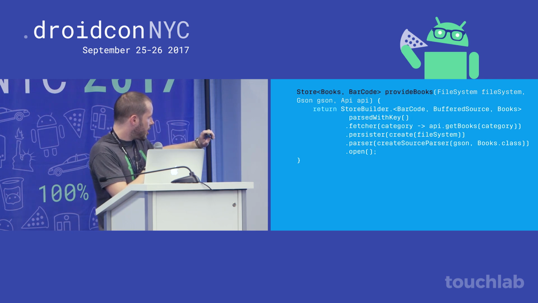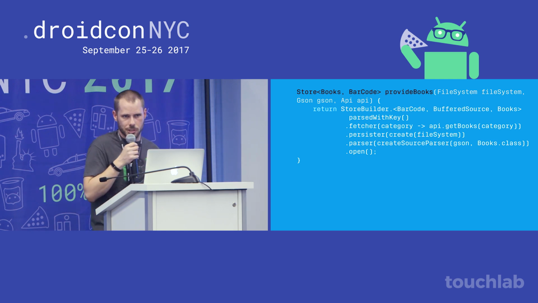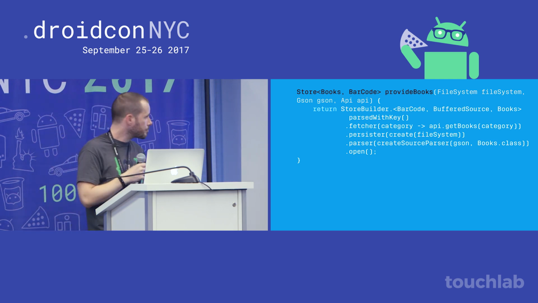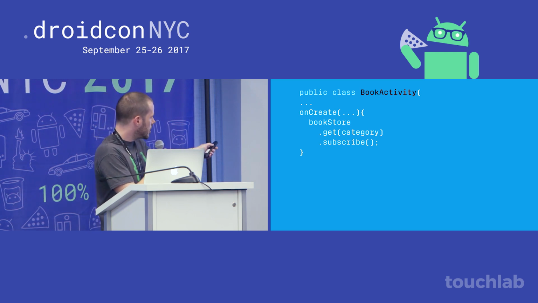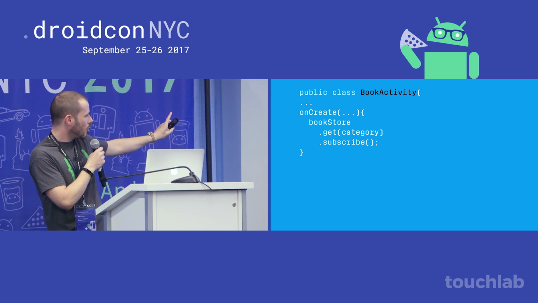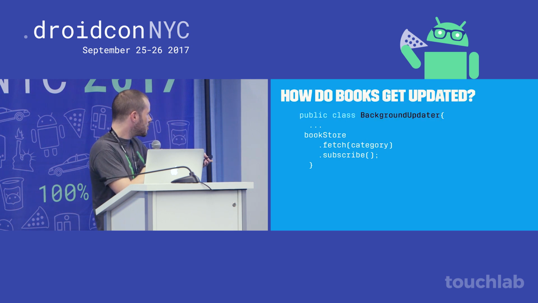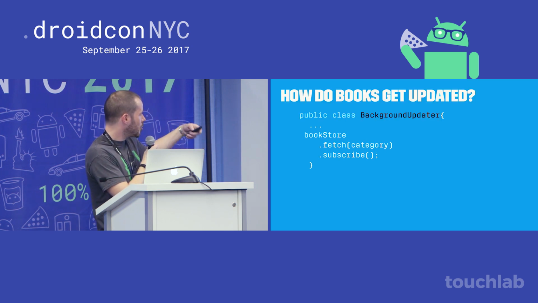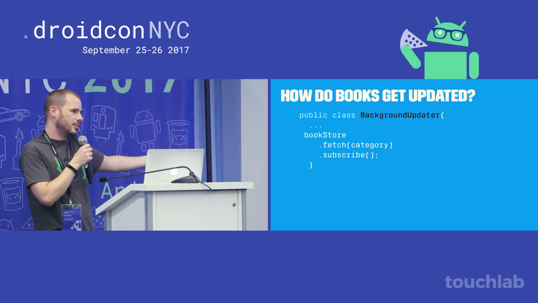There they define the fetcher. They use the file system for the persister, and the create source parser for the parsing part, which uses JSON to actually hydrate the objects. And that's it. And in the activity, it could be something as simple as this: bookstore.get.subscribe. Of course, you'd want to hold on to your subscriptions, if you're using RxJava in this situation. But it's really that simple. And if we wanted a fresh copy of the data, we do a .fetch. And again, this is either a user-initiated pull to refresh or a background update.